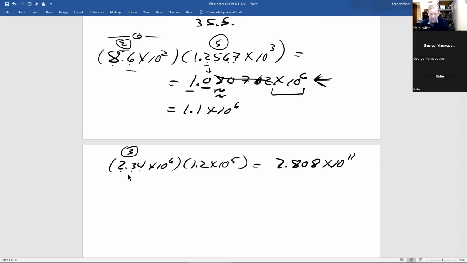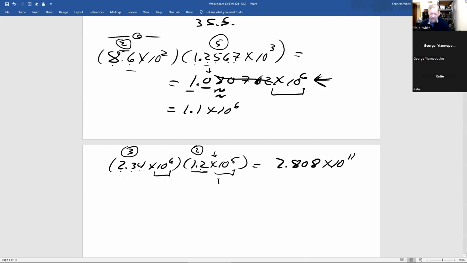Now, if we look at the second number, all non-zero numbers, remember, you ignore the 10 to the power for significant figures. You use the number in front of the multiplication or x. And that has 2 non-zero numbers. So this has 2 significant figures. So we now have to round this number to 2 significant figures.